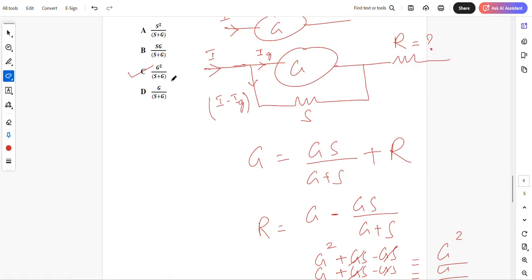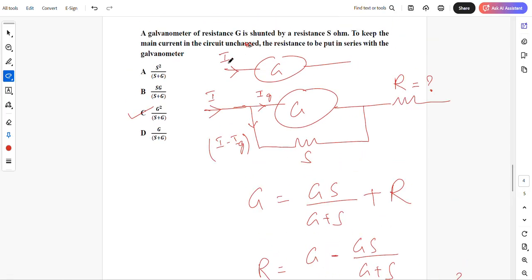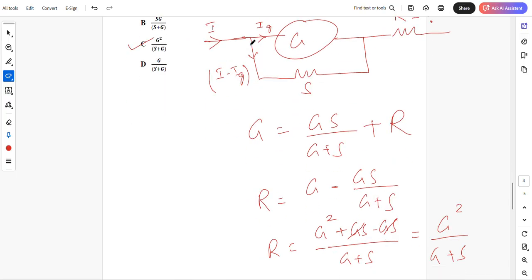Hope you understood this. Here the main current should be unchanged. You make this correction here. Let us see the next problem.